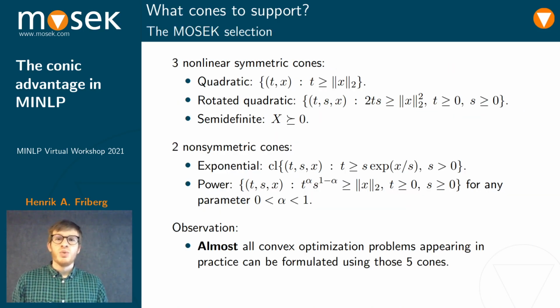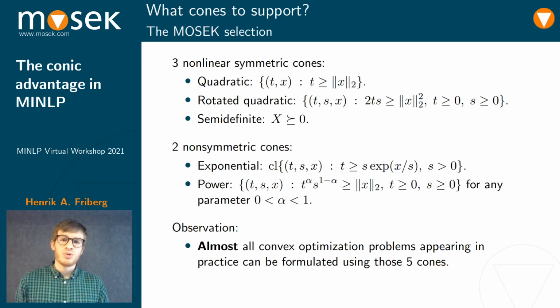In MOSAIC, we support all real-valued symmetric cones. In the case of the nonlinear ones, I've listed here, it's the quadratic cone, which can be used to represent the 2 norm, the epigraph of the 2 norm, and the rotated quadratic cone, which is basically just an orthogonal transformation of the quadratic cone, which has a notational convenience. And finally, there's the semi-definite matrix cone.